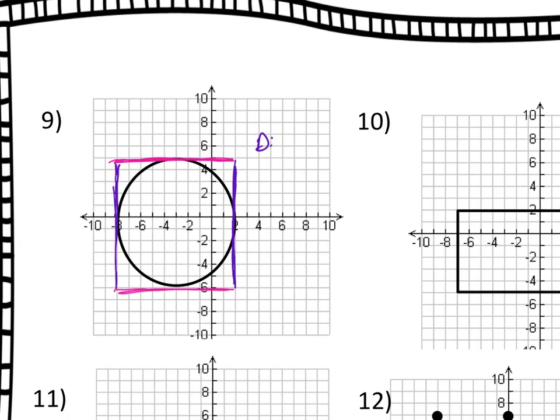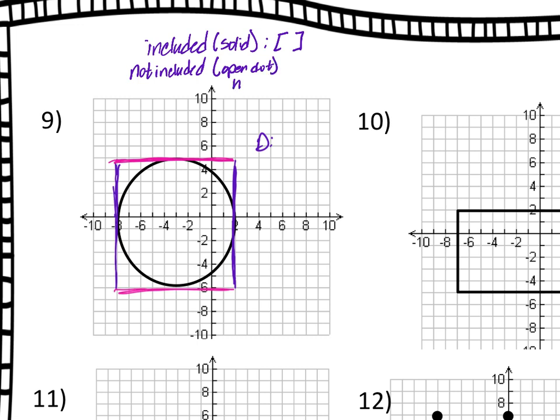Okay, so remember, if it's included or it's solid, I use the brackets that are left to the right side of the P. Okay, if it's not included, which means it's like open, like an open dot, like there's a hole in the graph there, I'm going to use parentheses.